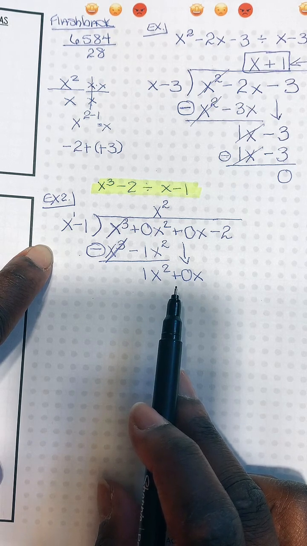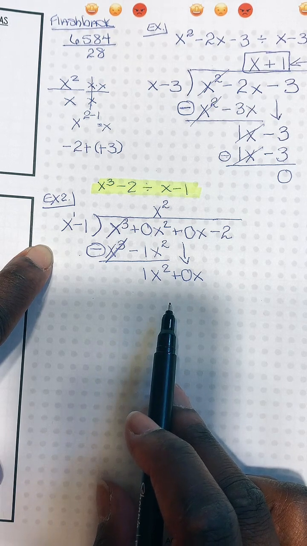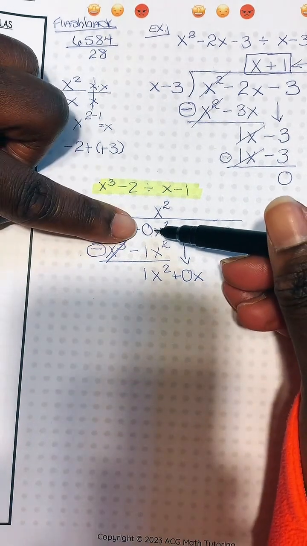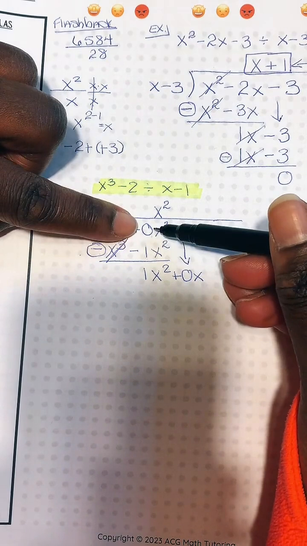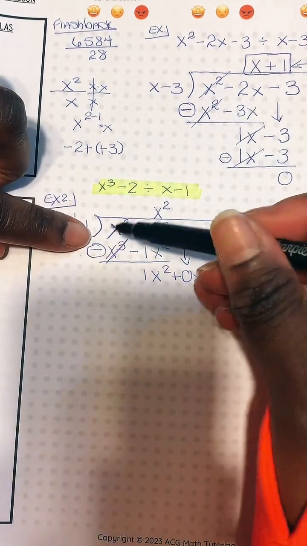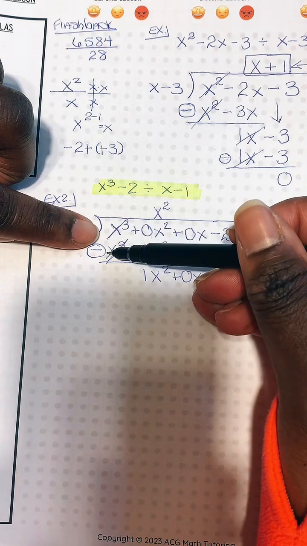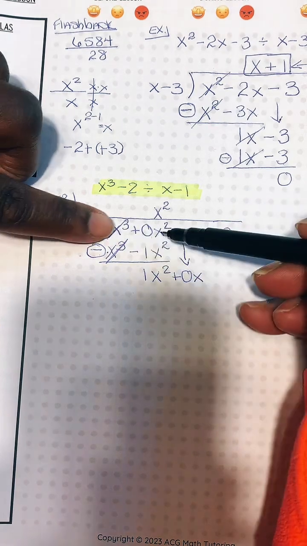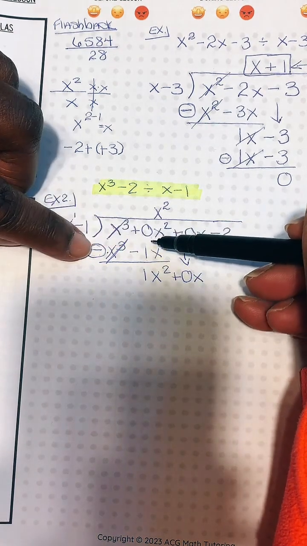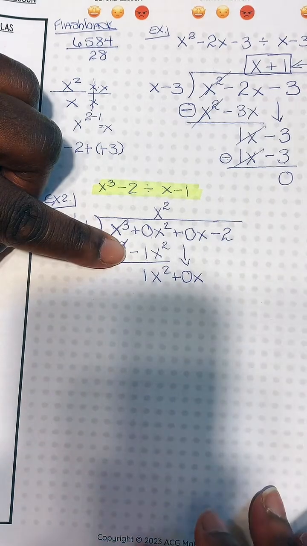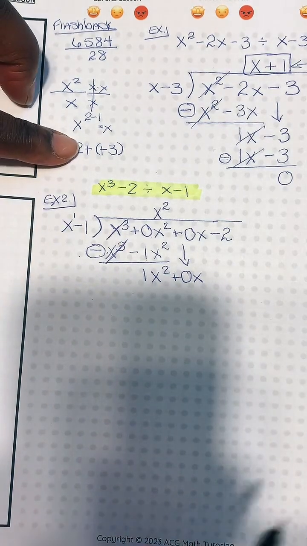Why doesn't the x squareds cancel out? Well, it can't cancel out because the coefficients are not the same. Whereas here, the coefficients were both 1s. So 1 minus 1 gives me 0. Here, we have 0 minus a negative 1. Okay, not a problem. Probably break everything down. Thank you.